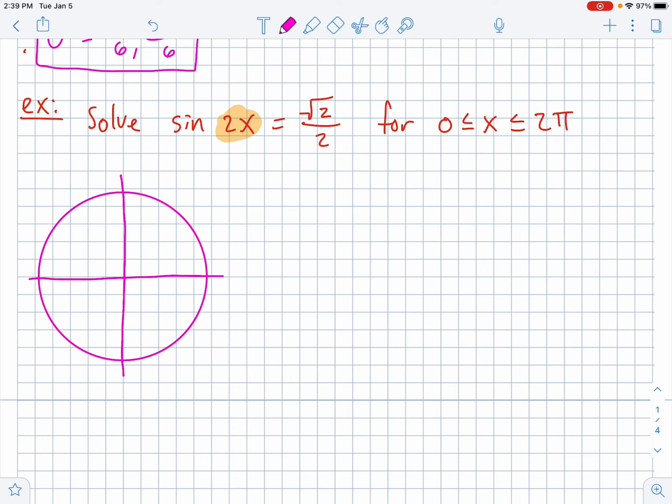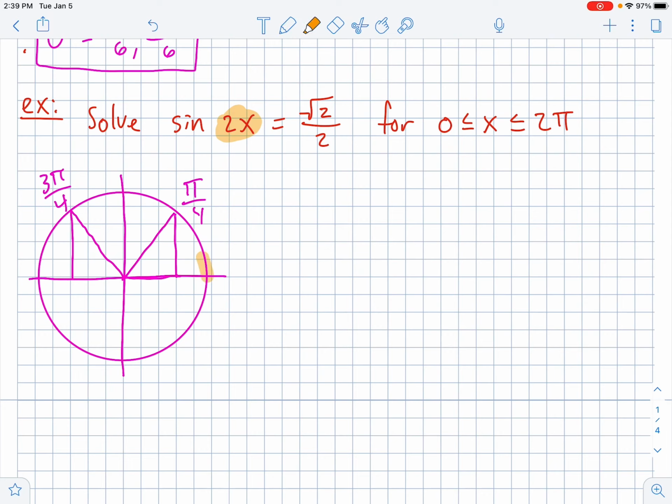on the unit circle of where sine is equal to root 2 over 2. Root 2 over 2 is part of a special right triangle. It's a 45, 45, 90. So that would be pi over 4. And then also here matching in the second quadrant of 3 pi over 4.